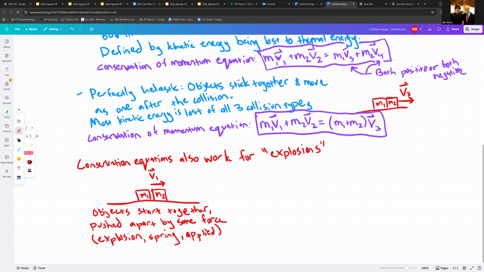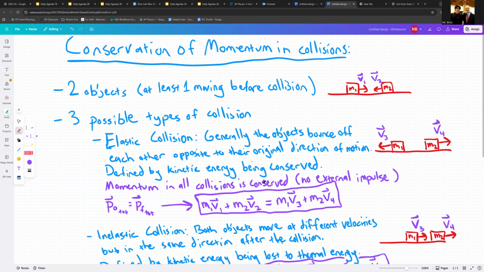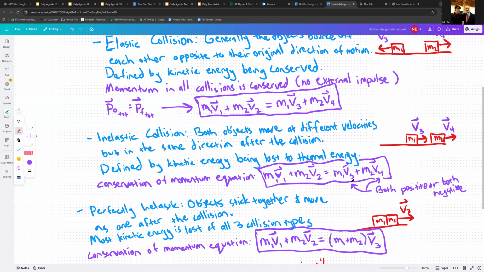So they start off together, and then after the explosion type scenario, they're moving separately, apart or away from each other afterwards. So the conservation equation has a lot of similarities with the starting and ending momentum. And going back to the very beginning, we said momentum is conserved in all collisions if there's no external impulse.